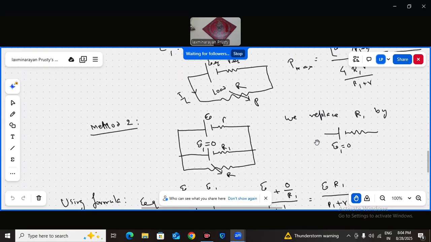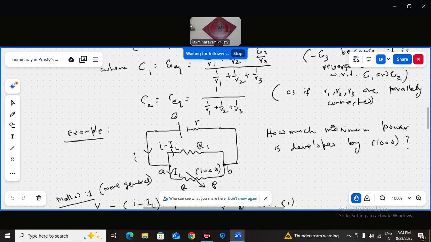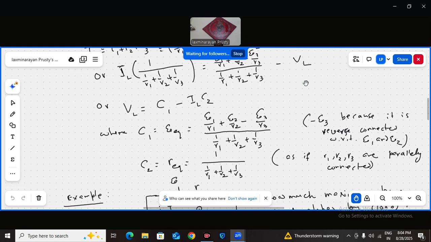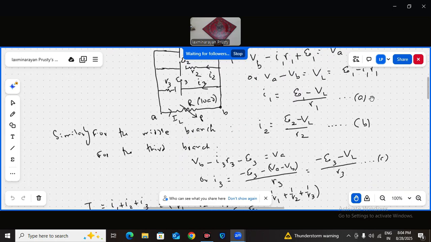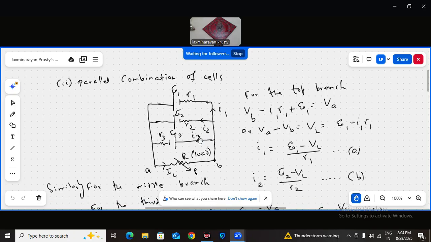We have come to the next page. It's a big page. Parallel combination. Be careful about the parallel combination. As I've drawn 3 cells, 1, 2, 3, they are connected in parallel. Two are connected in this manner, their positive pole facing to the left, but the third one has its positive pole facing to the right. So this is the combination of the cells.